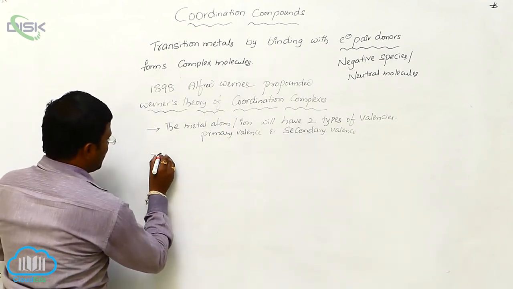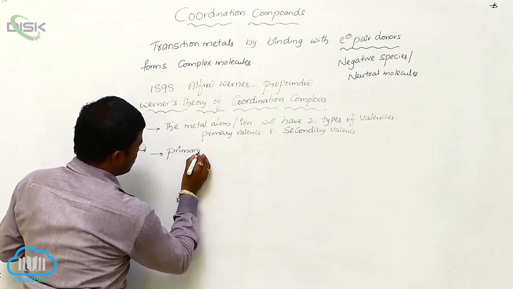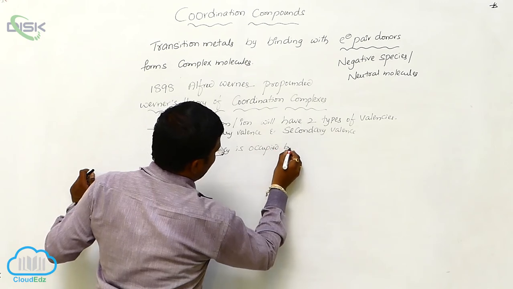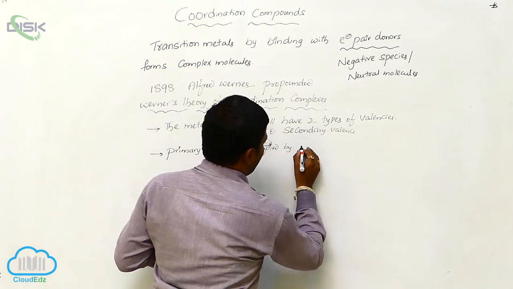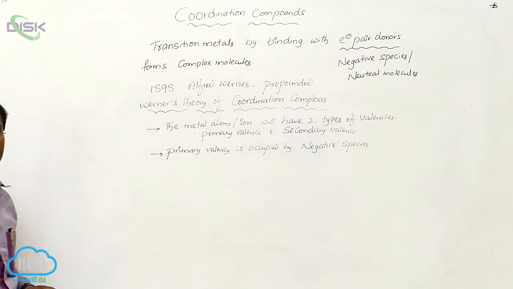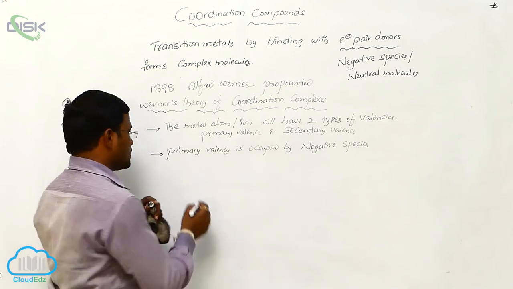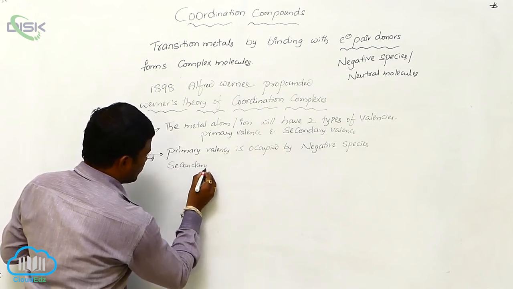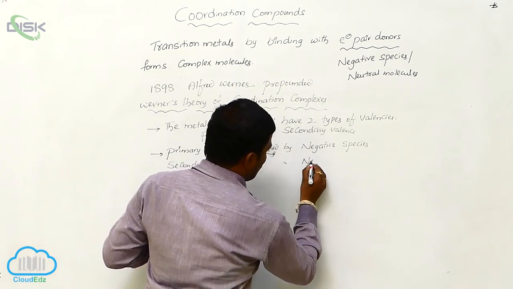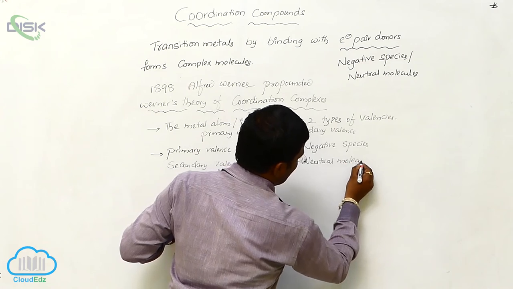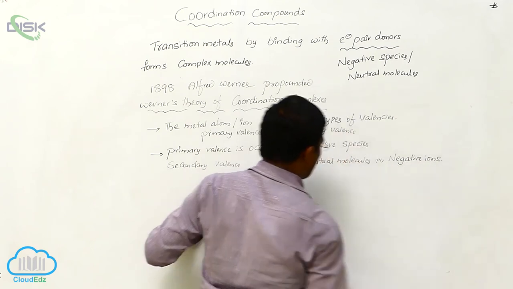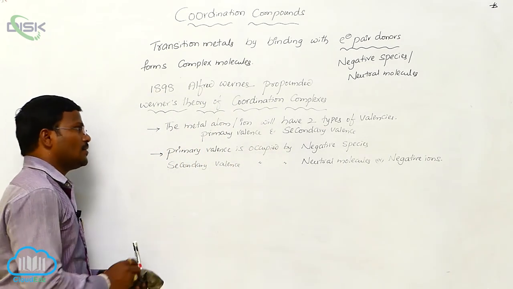Here, generally, primary valency is occupied by negative species or negative ions. Primary valency is satisfied or occupied by negative species, whereas secondary valency or valence is occupied by neutral molecules or negative ions. Neutral molecules or negative ions. So this is the most important second character of Werner's theory.